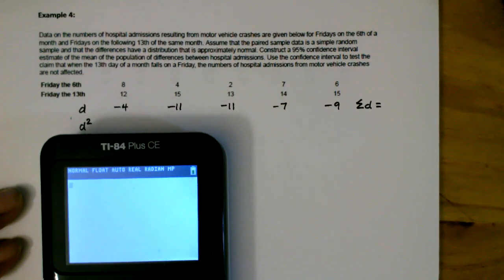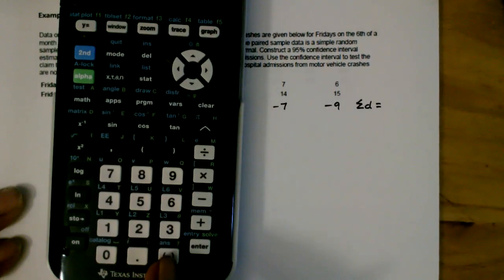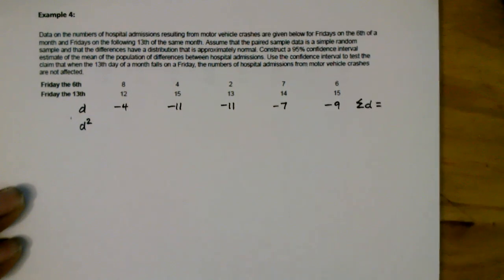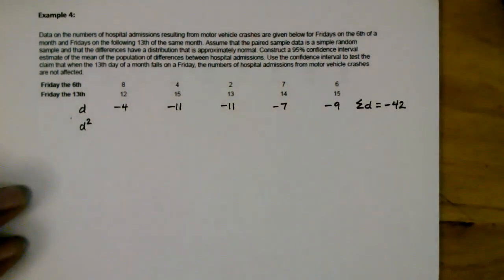Now, if I want the sum of D, we just add those negative values together. So here I'm going to do negative 4 plus negative 11 plus negative 11 again plus negative 7 plus negative 9. That'd be negative 42. And by the way, I'm using the negative key at the very bottom of the calculator. So the sum of your D's is negative 42. And it's okay if you get negative numbers.